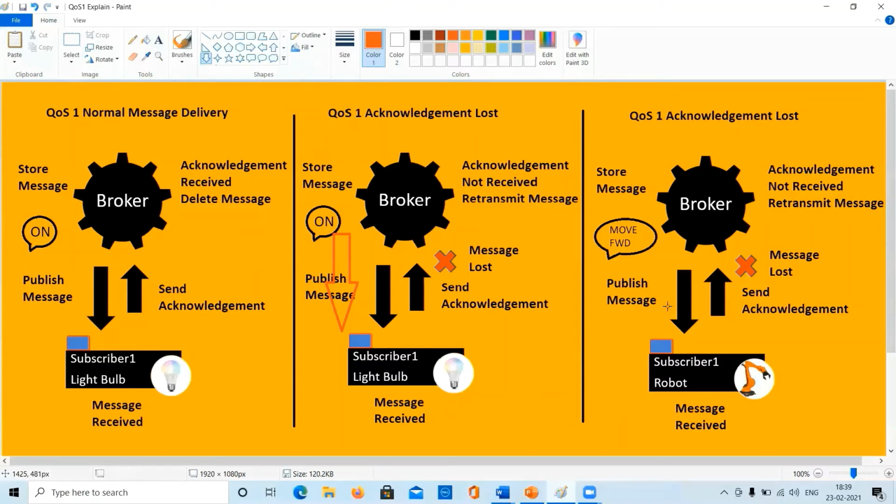So in critical cases, QoS 1, quality of service level 1, is not recommended or may not be a good choice. So is there any other option? And the answer is yes. Quality of service level 2, QoS 2, that guarantees delivery of a message exactly once. So QoS 2 is what we need in this special scenario. Let us find out more about it.